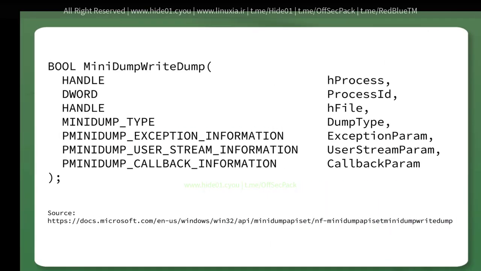This function requires a lot of arguments, but only the first 4 are needed for our use case. The first 2 arguments must be a handle to LSASS and the process ID of LSASS, respectively. The third argument is a handle to the file that will contain the generated memory dump. And the fourth is an enumeration type, which we'll set to MiniDumpWithFullMemory, or its numerical value of 2, to obtain a full memory dump.